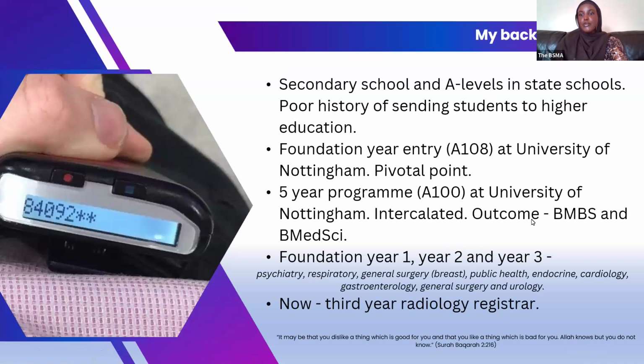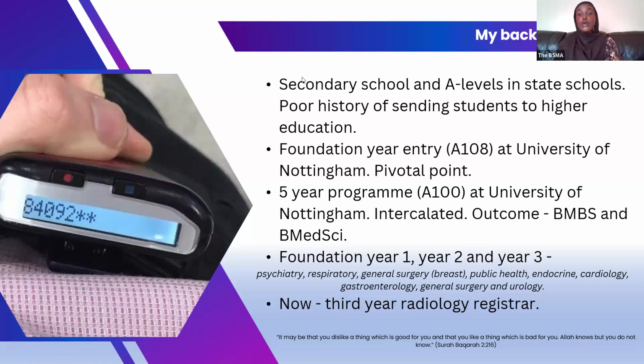Just in terms of my background, my name is Smega and I am a radiology registrar, currently in the Midlands. I did my A-levels in state schools. The schools that I went to had a very poor history of sending students to higher education. My aspirations were not great either. So I actually had quite a pivotal entry point into medical school.